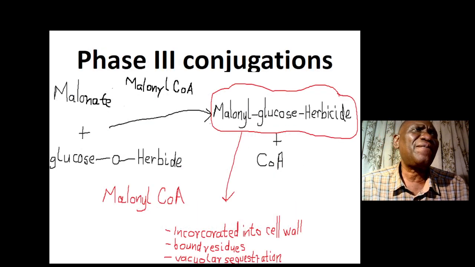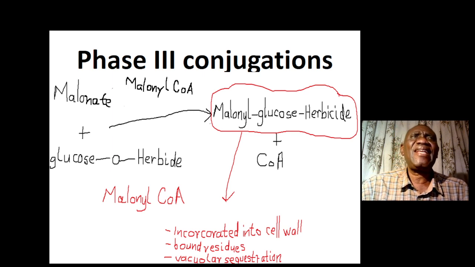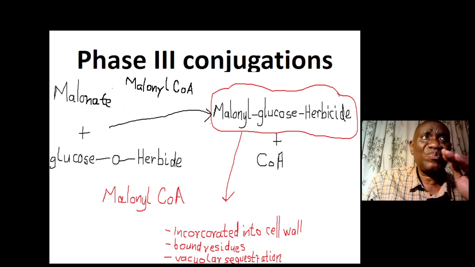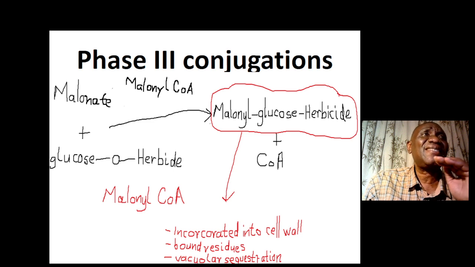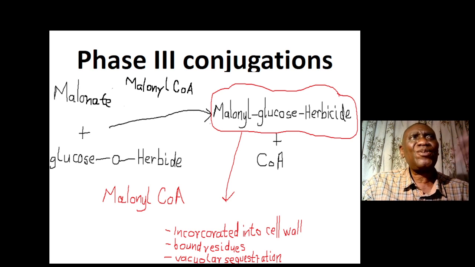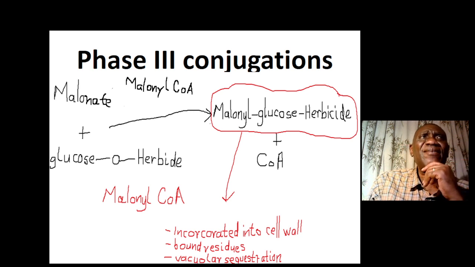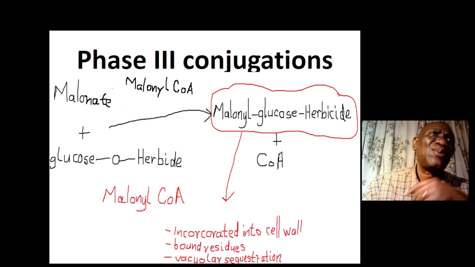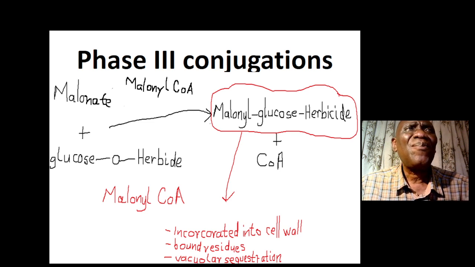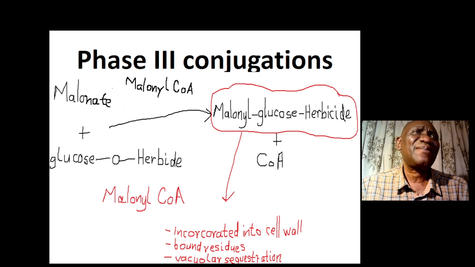Okay, so this could have been formed in phase 2. Let us get this one right, where glucose gets joined to the herbicide. But malonate can also be added in the presence of malonyl coenzyme A, so that you form malonyl glucose herbicide, and coenzyme A is released.